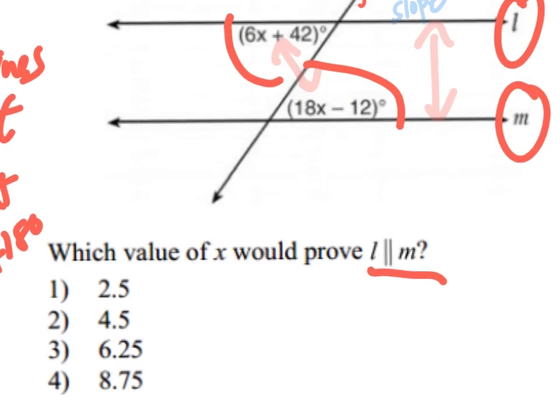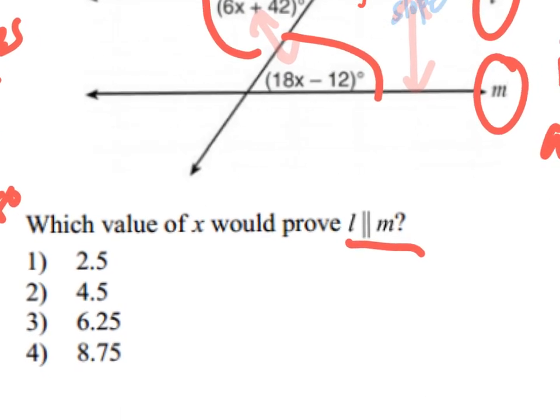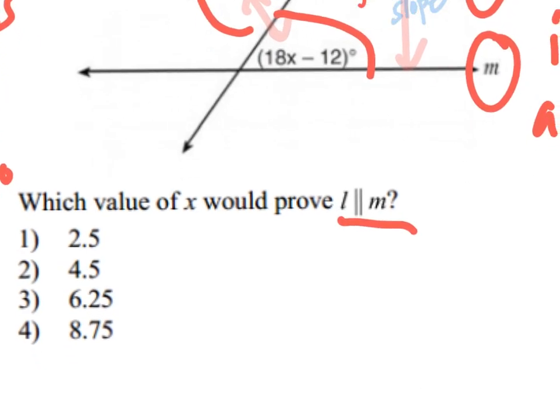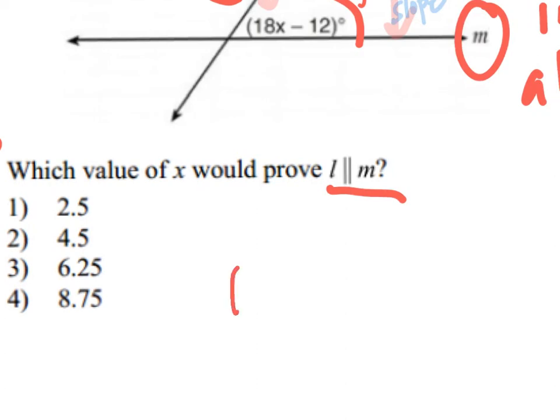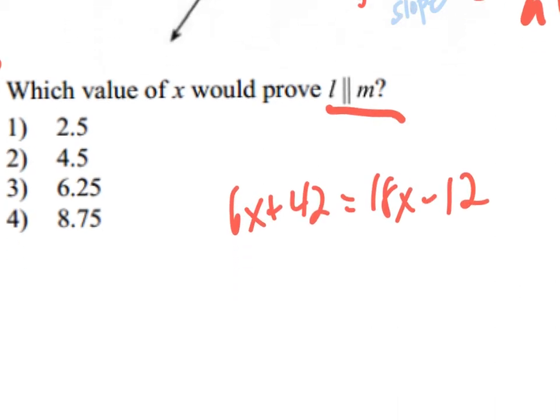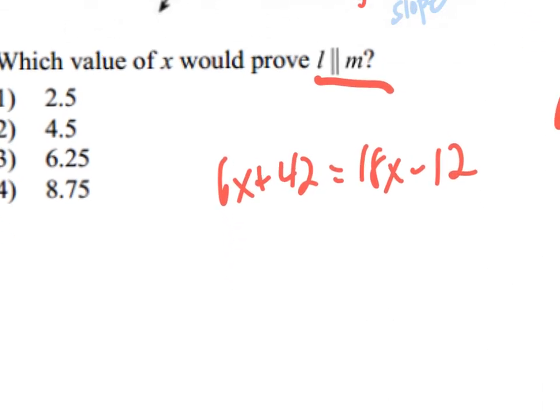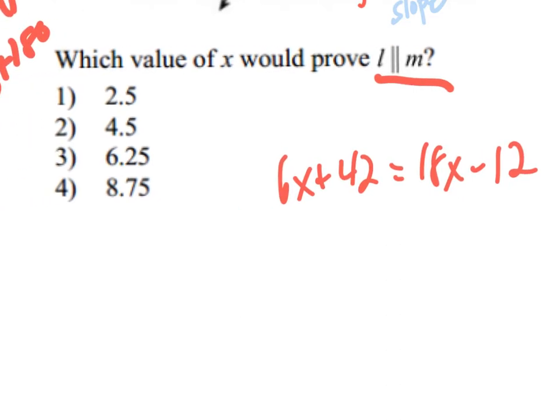So what I'm going to do is set up an equation where I set these two angles equal to each other. So I have 6x plus 42 is equal to 18x minus 12, right? Let's solve for x, because it's asking us what the value of x would be. Sorry if you're getting whiplash because I don't really know how to use this program very well.